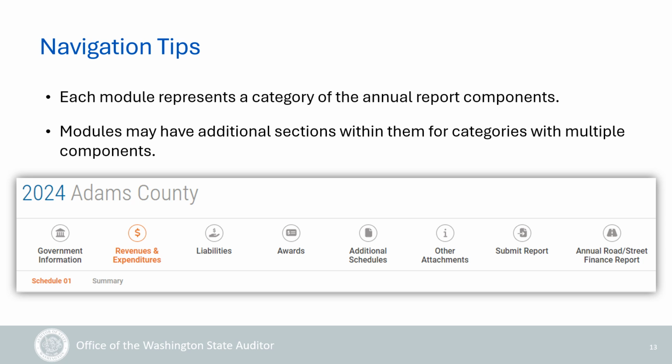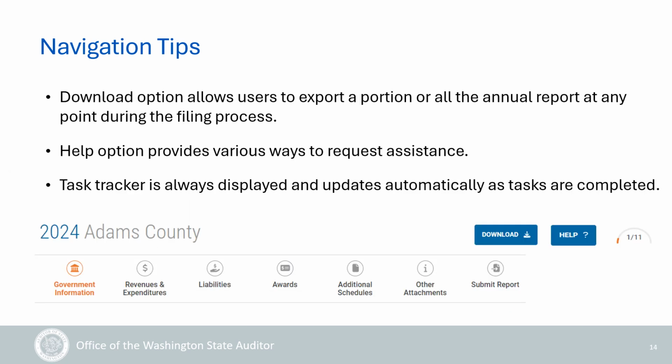Before we get too far, let's go over some important navigation tips. Once your report is created, you'll notice this navigation bar. Each module represents a category of the annual report, and there are sections or steps within each module where you will complete the components of the report. There are also some menu options always displayed in the navigation bar. As I mentioned before, the task tracker is always displayed here and updates automatically as you complete tasks. There are also download and help buttons that we'll discuss over the next few slides.